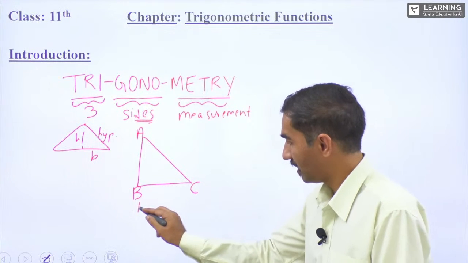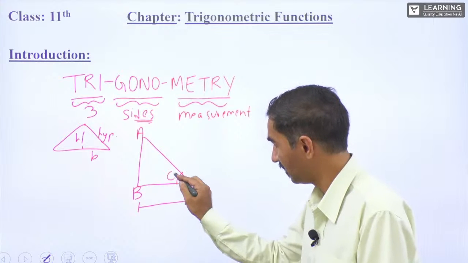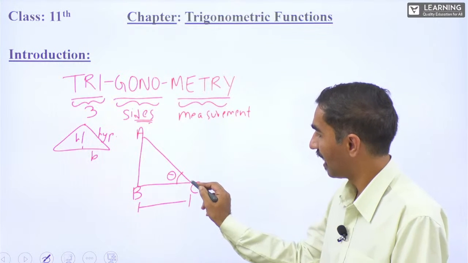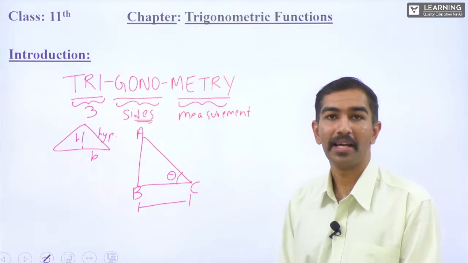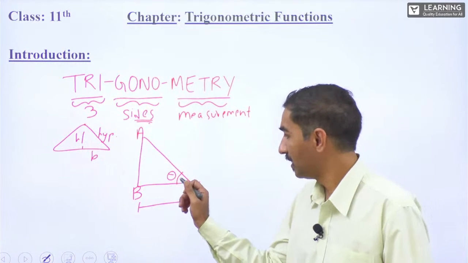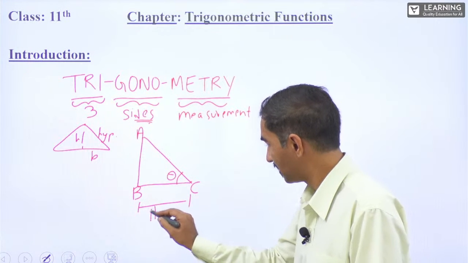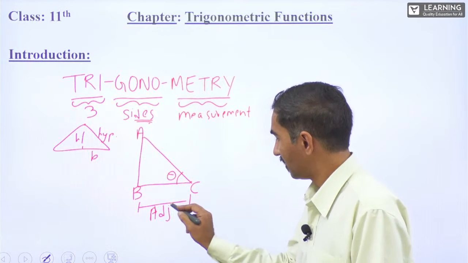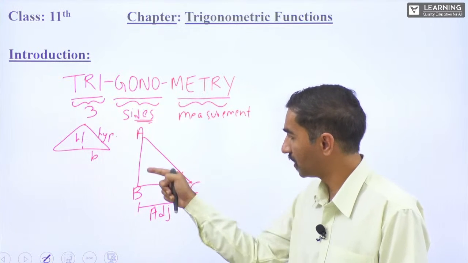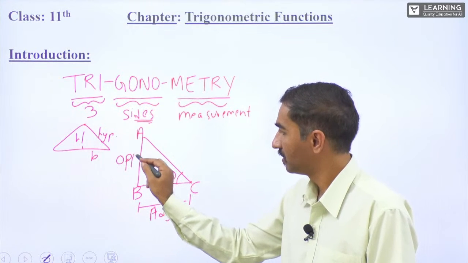For example, if we take an angle here called theta, what is this theta? An angle. When is an angle formed? An angle is formed when 2 straight lines meet at a point. So if theta is given here, this side will become the adjacent side. And the side opposite to theta is this side AB, which is called the opposite side.